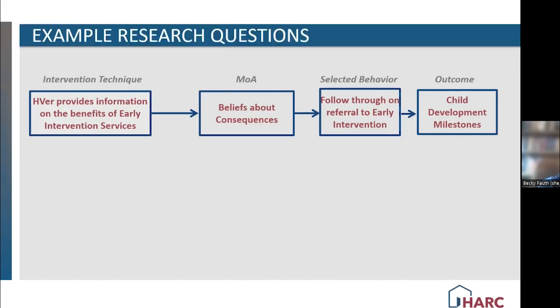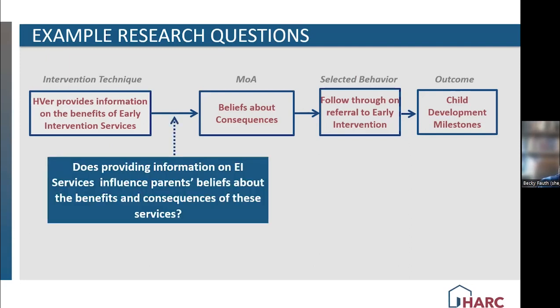Now we have outlined our top row of the paradigm. We have a specific intervention technique with its link to a selected behavior that is tied to an intended program outcome. Research questions derived from the paradigm are often framed around the arrows between two or more of the components.